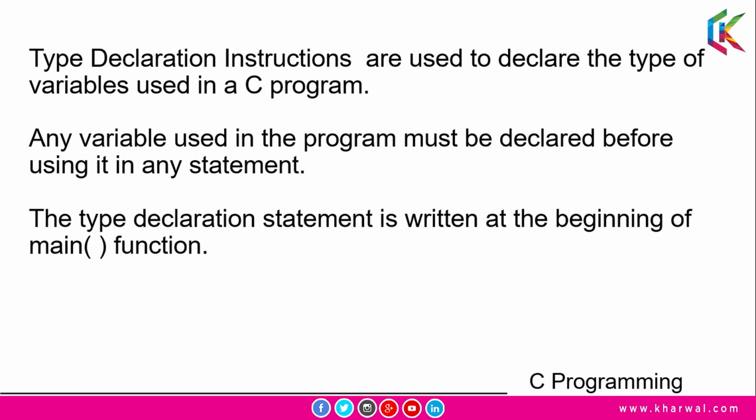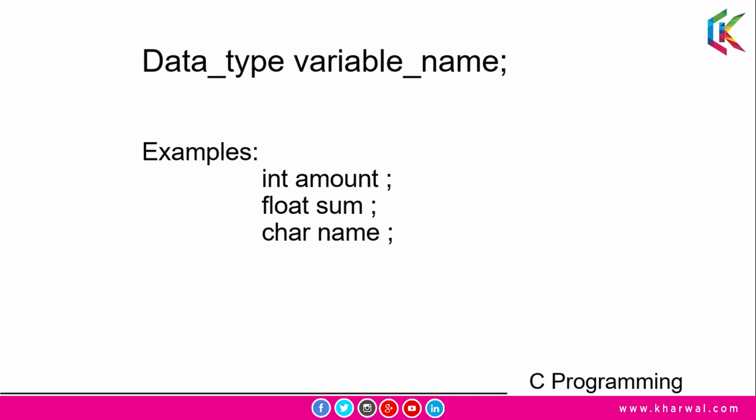Now moving further guys, we can declare any variable with the help of this syntax. First of all we need to mention the data type and then we will use the variable name, and after that we will put a semicolon. And these are a few examples of integer, float and character variable declarations.